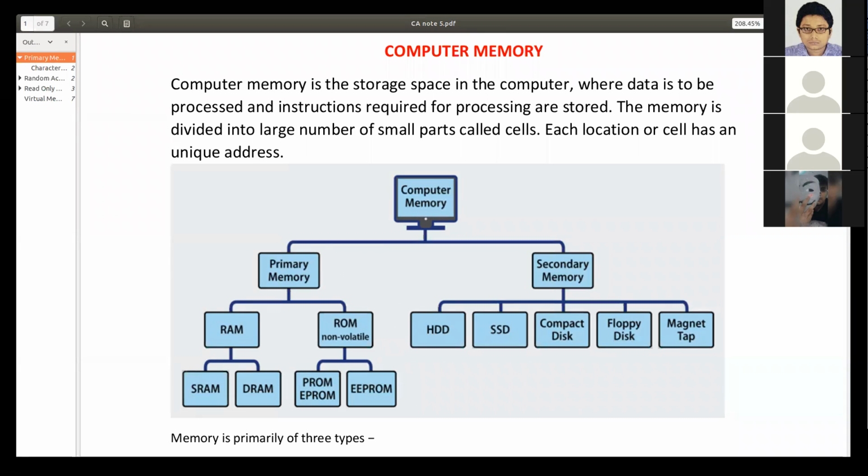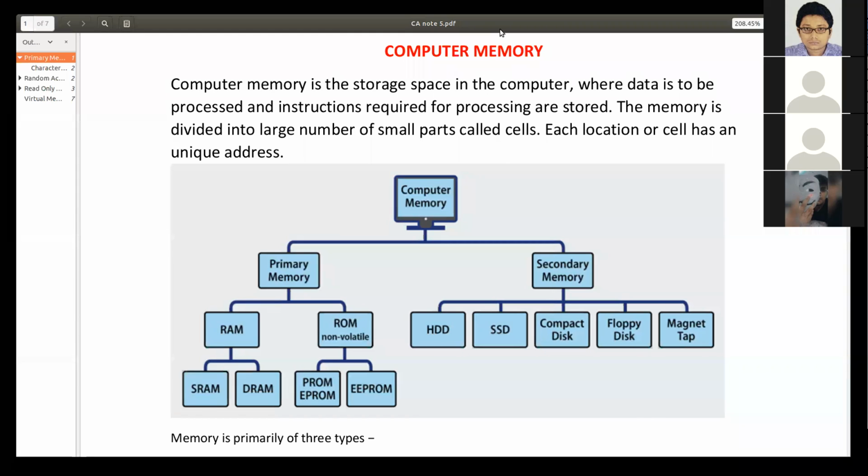Now, on the other hand, there are secondary memories. Secondary memory is also important for our computer system, because all the data which is stored permanently is actually stored in the secondary memory, and the size of the secondary memory is generally much higher than the primary memory. We can divide secondary memory into several types, like HDD, which is known as hard disk drive. You know that, hard disk drive.